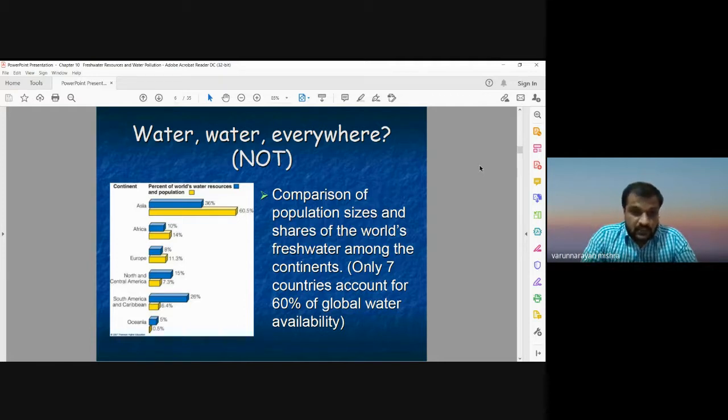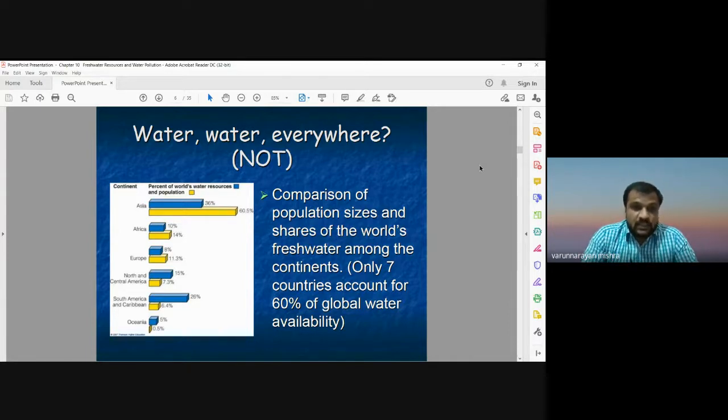African countries are having the same, European countries, North America and Central America. There is high water resources availability in comparison to the population size. And in South America and Caribbean countries, they are having a very high amount of fresh water resources, around 26% in comparison to their population, which is around 6.4%.